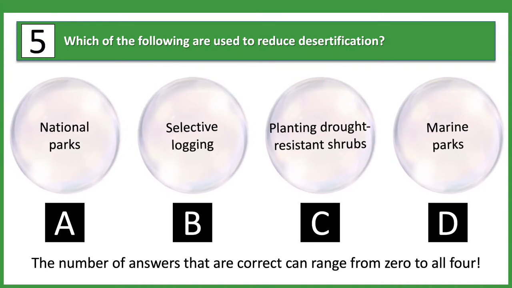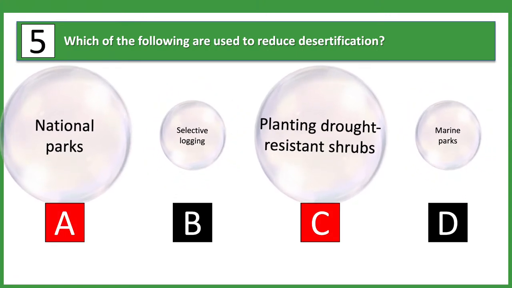Have a think about those and make your guesses. Could be 0, 1, 2, 3, or 4 of those are correct. And the correct answer is that it is two of them, which would be national parks and planting drought-resistant shrubs.